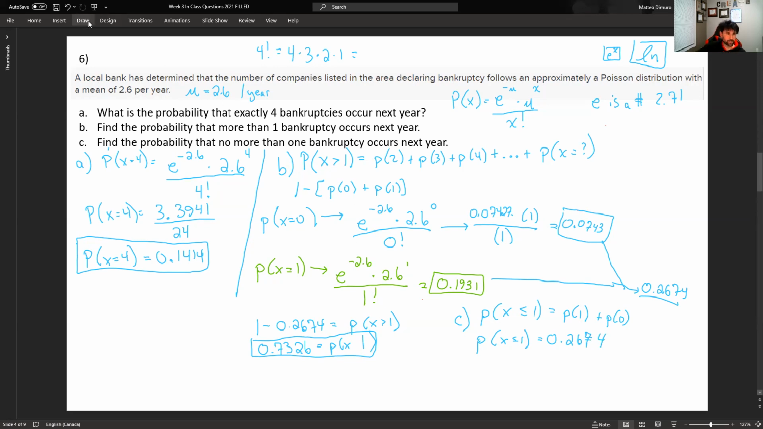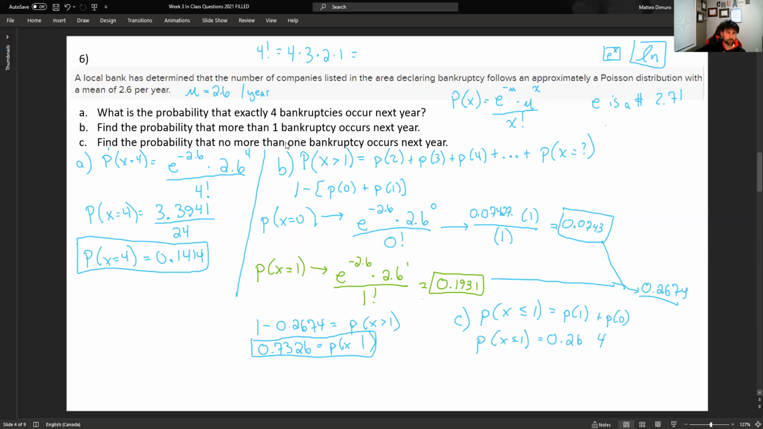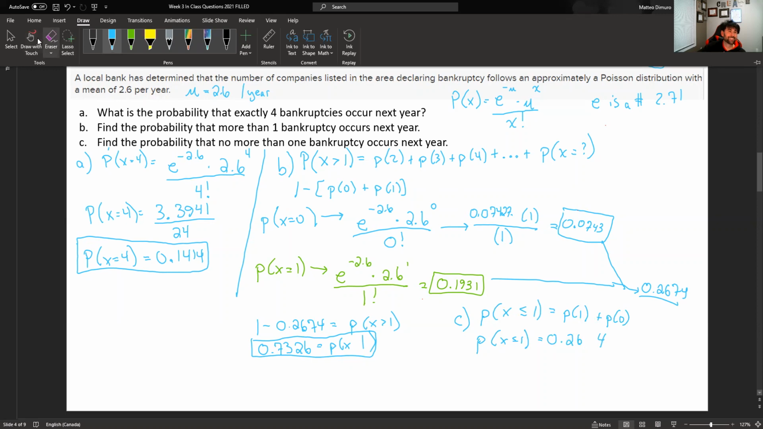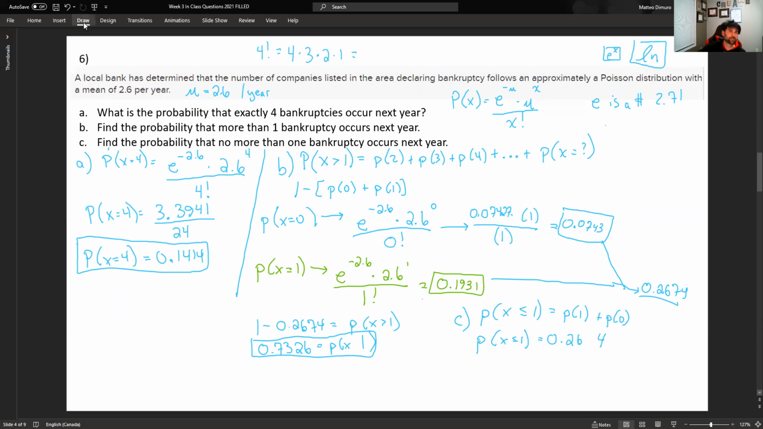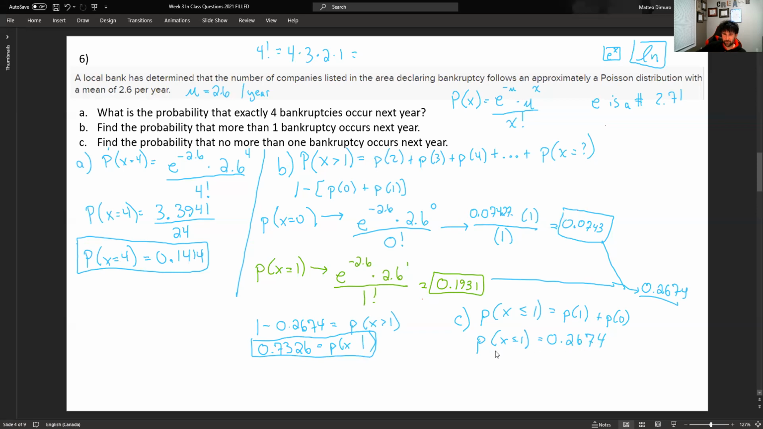I'm sorry, my 7 looks really ugly. Let's give it a facelift. Here we go. It is late, my friends. There, 0.2674. Okay. Any questions before I move on?